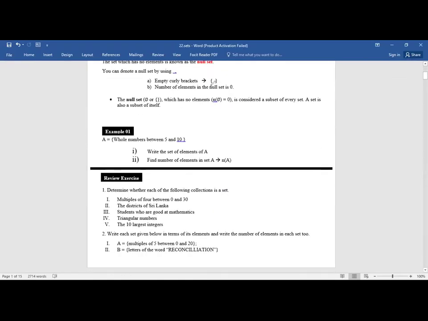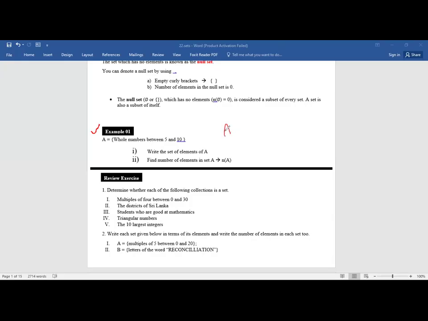So let's do example number 1. How do we do this? I have given A equals whole numbers between 5 and 10. So you can write the answer for the first one: write the set of elements of A.